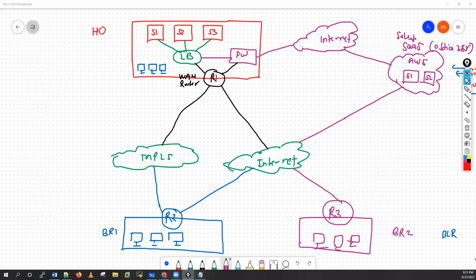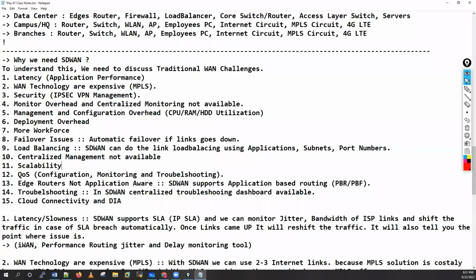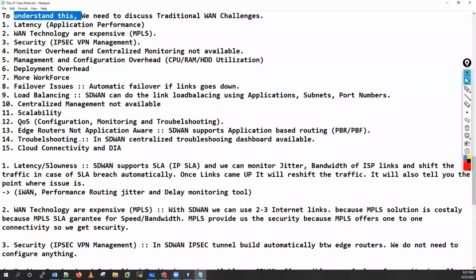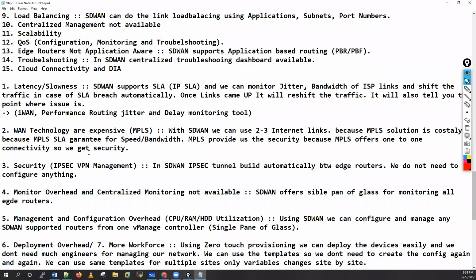So these are some of the WAN challenges which we were having, and all these challenges will be taken care of by SD-WAN. That is one of the biggest reasons, guys, we use SD-WAN.